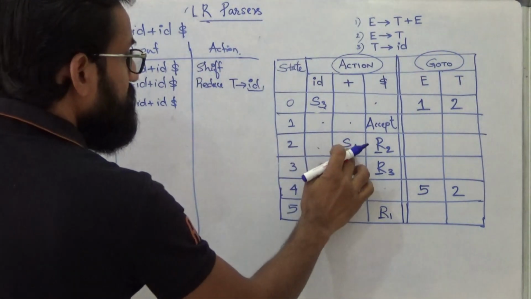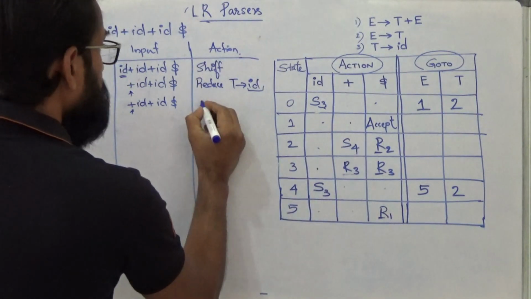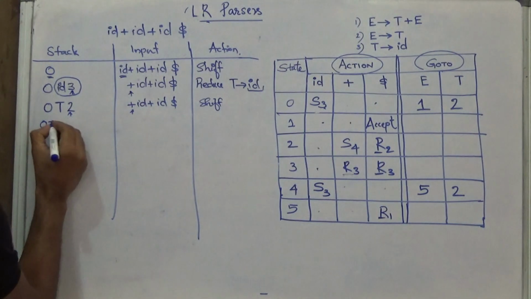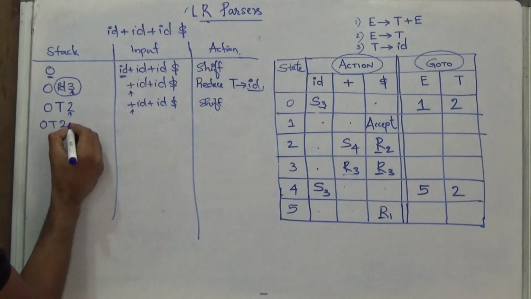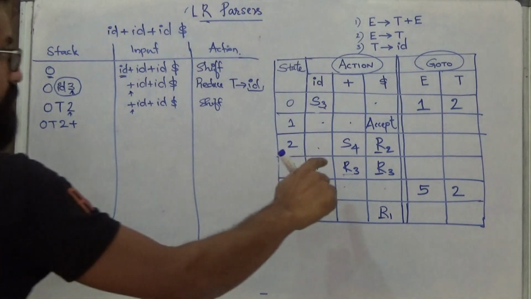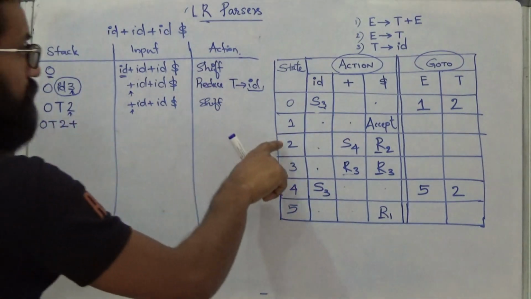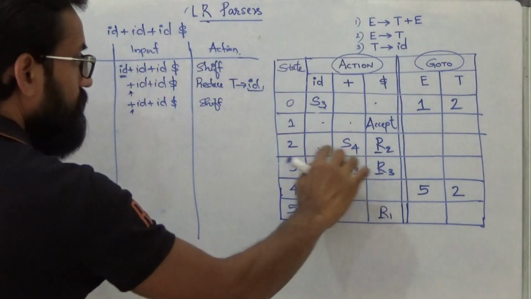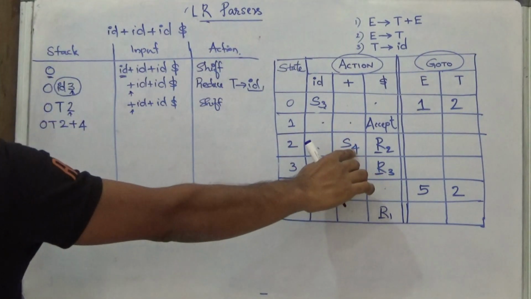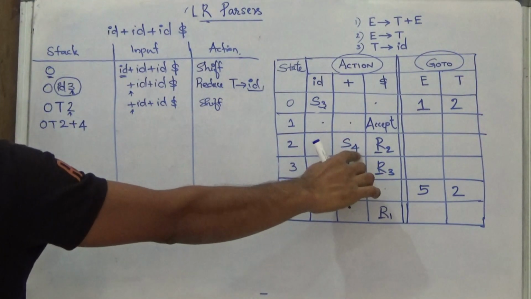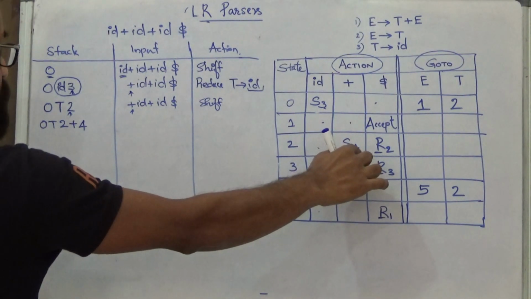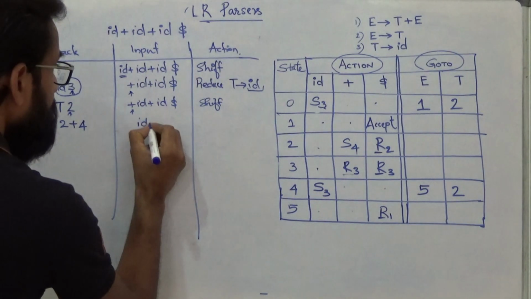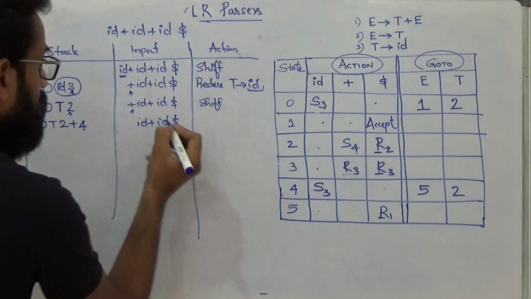Next configuration is 2 plus. Here it is S4, which represents a shift operation. So for 0T2, the current symbol plus will be shifted along with the state numeral. You are performing S4, so the current symbol plus will be shifted into the stack, followed by pushing 4 into the stack. So the remaining input is ID plus ID dollar.